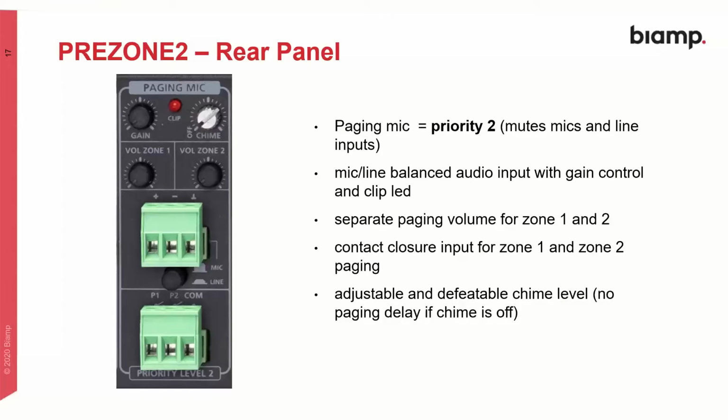So typically we have this connected to one of our paging microphones, the MicPat 2. You also have an adjustable chime level, and of course you can turn this off so that when you have it turned off, there is no delay between the paging mode becoming active and the paging microphone being on. So the chime is very nice sort of chime just to pre-announce your message into each of the zones.